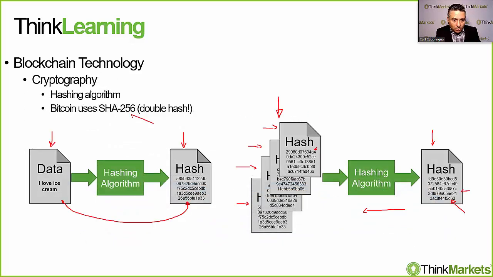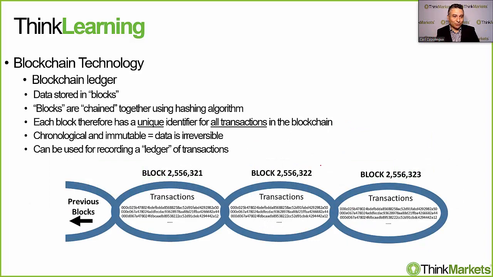And one little point here I probably should have made is that Bitcoin, just a note here, Bitcoin uses this SHA-256 hashing algorithm, which is actually using a double hash. So we're hashing and then we're taking this and we're hashing it again just to be sure.